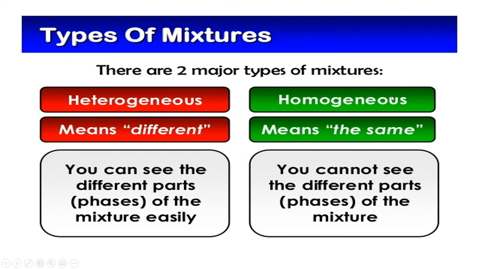But then we have a homogeneous mixture, which means the same. You can't see the different parts of the mixture, but we know that they're still there. So if we had any kind of liquids that are mixed together, you can't see the coffee grinds as they go into the water. They create coffee or they create tea. You can't see the different liquids, but they're there. So that would be a homogeneous mixture.